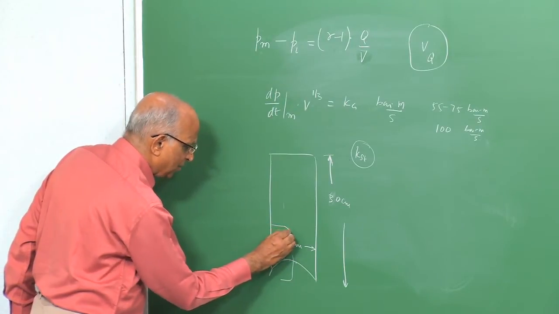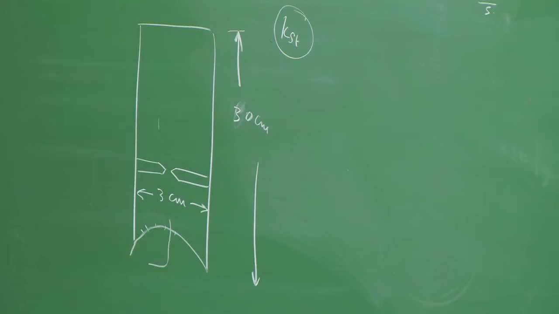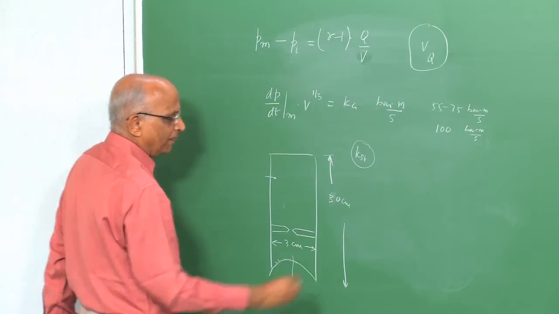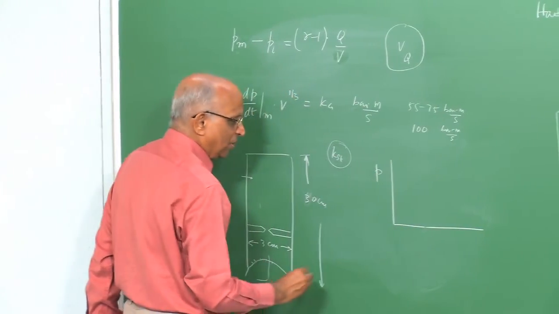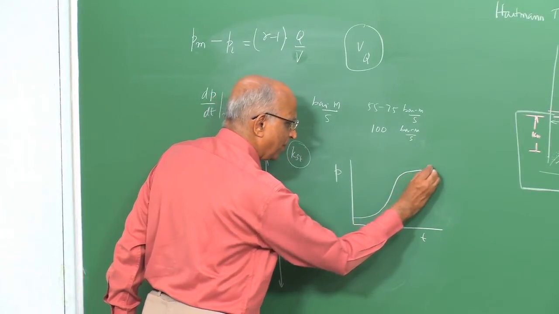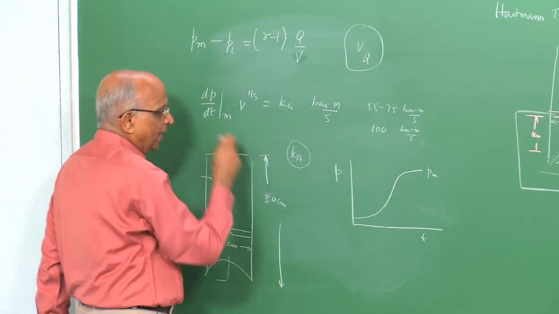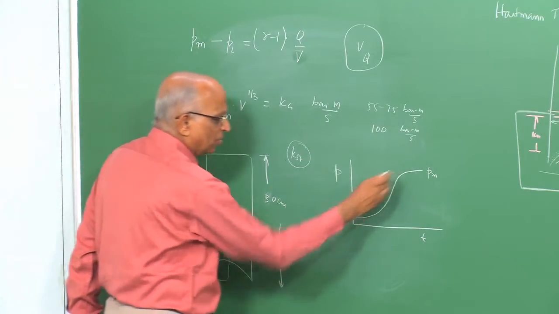We allow an ignition source to ignite it, maybe a high voltage ignition source. And then we measure the value of pressure with respect to time. Rather, we determine the value of pressure as a function of time. Pressure starts, reaches the maximum, and we measure the PM, that is the maximum value of pressure, and the maximum value of dP by dT for the dust mixture.